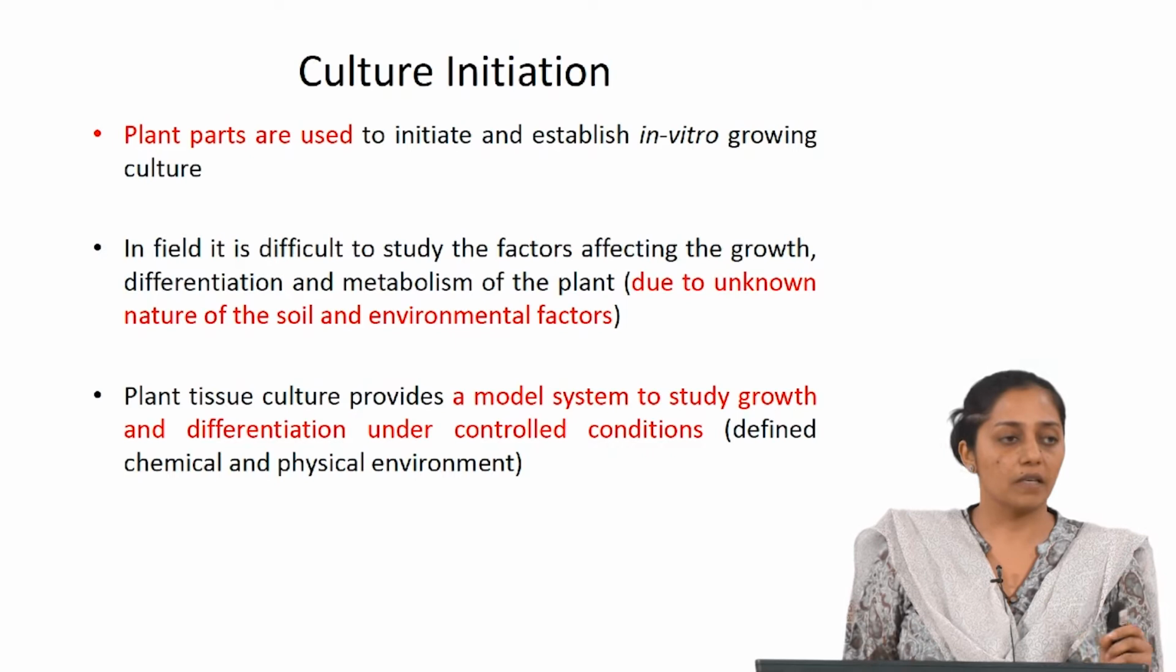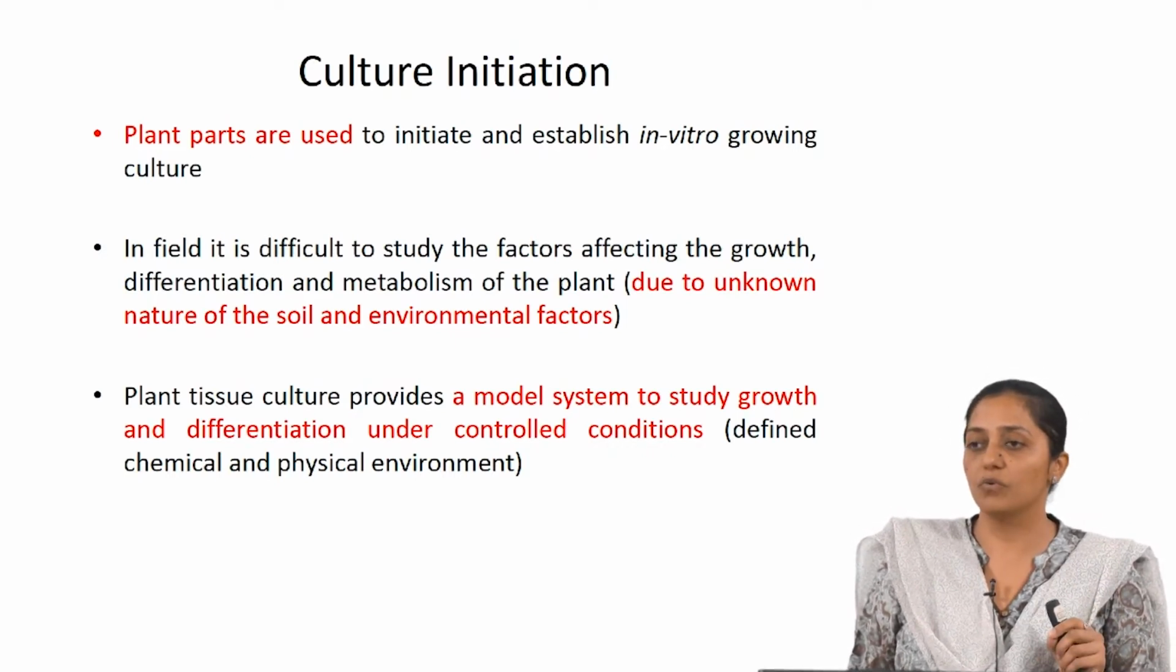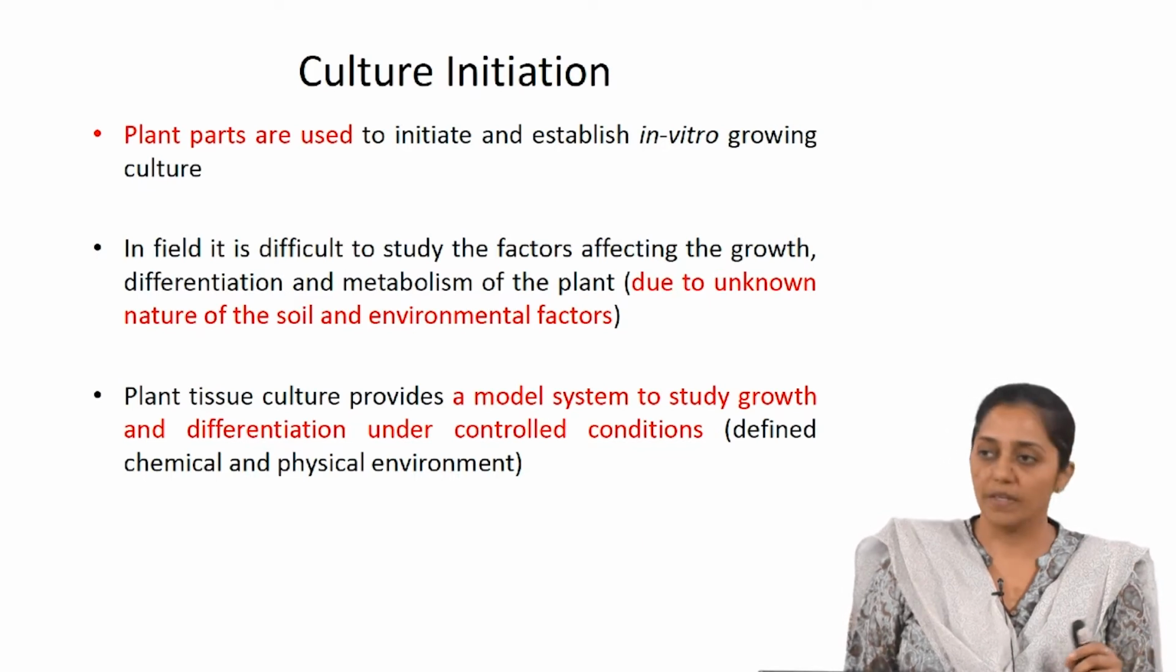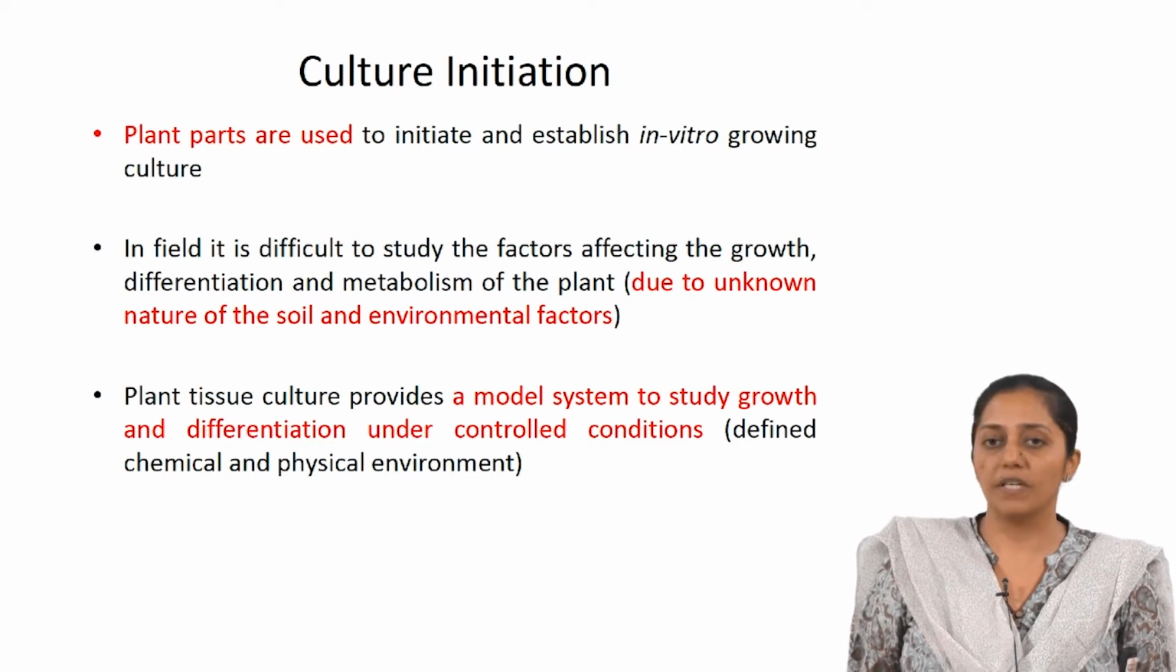So today we'll study different forms of cultures which are used and their applications in plant biotechnology, and what are the nutritional requirements of plant cells before starting with the different forms of in vitro cultures. Starting with culture initiation, we all now know that any part of the plant can be used as an explant to initiate different forms of cultures. These plant parts are used to initiate and establish in vitro grown cultures.